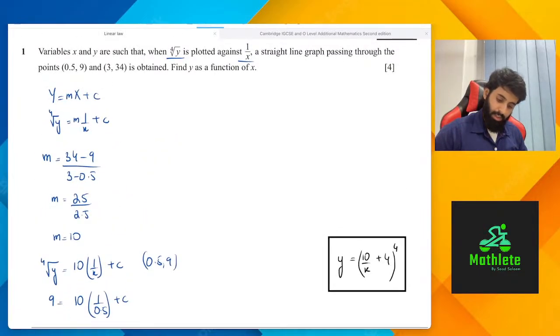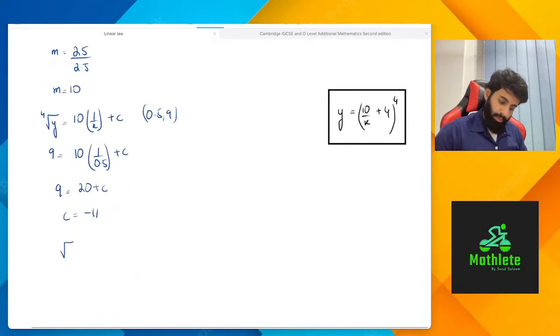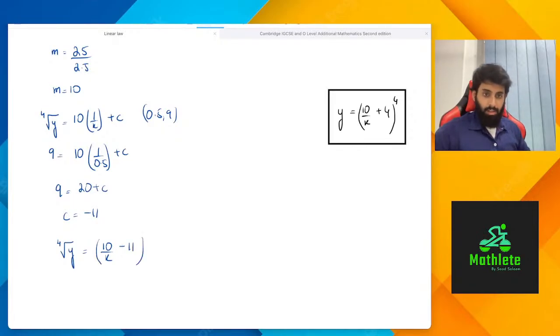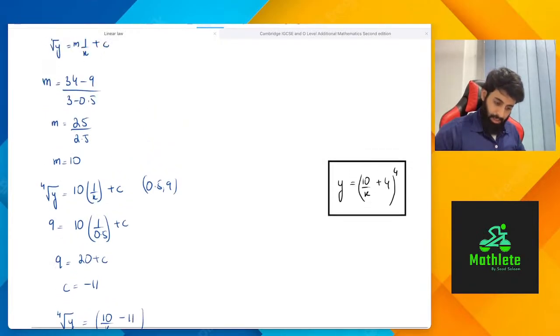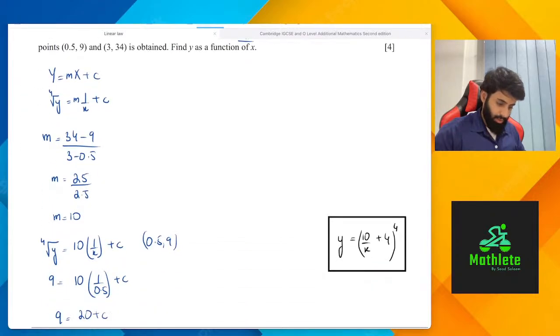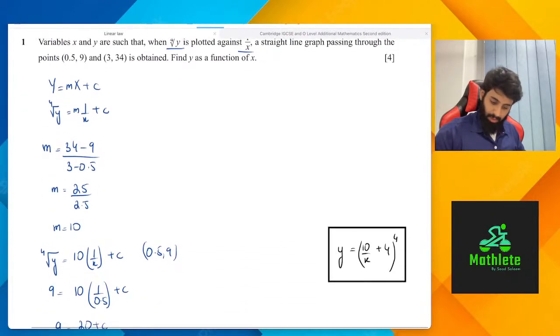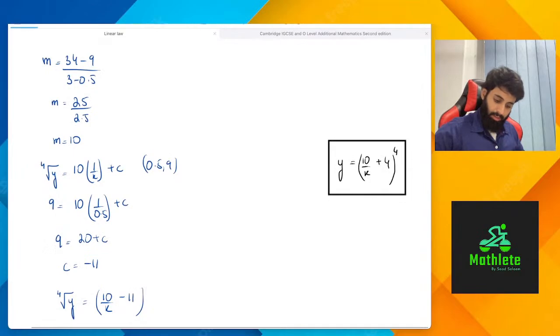Find y as a function of x. So that means fourth root of y is equal to 10 upon x plus, नहीं बल्कि minus 11. अच्छा, okay. अब let me make sure कि मैंने यहाँ आंसर गलत लिखा है या कोई calculation error किया है. अच्छा वेट, मैंने वही error कर दिया कि यहाँ पे you were supposed to have 0.5.